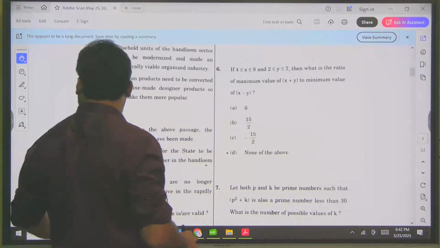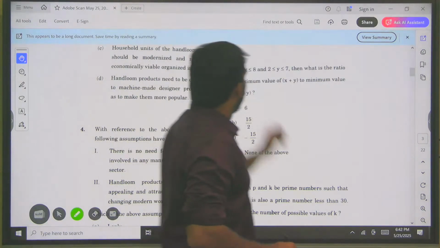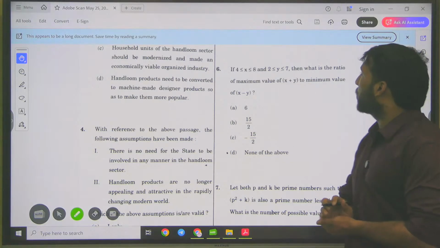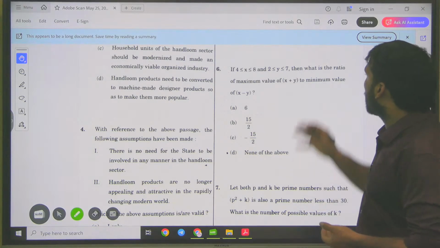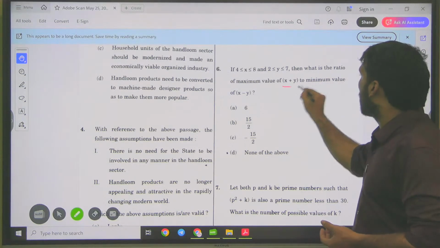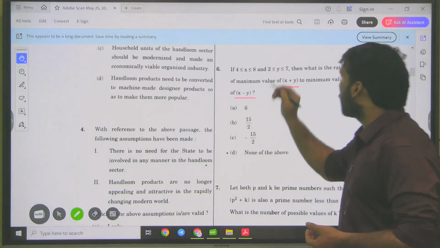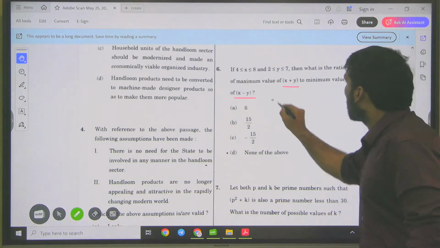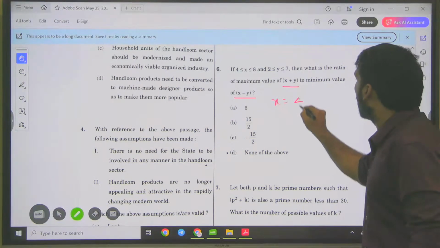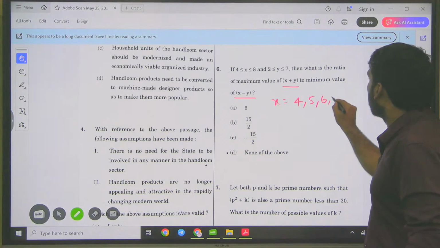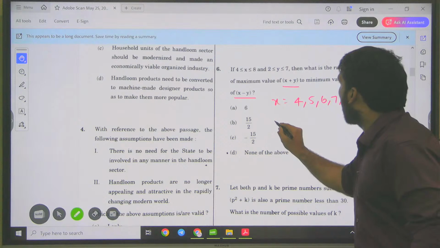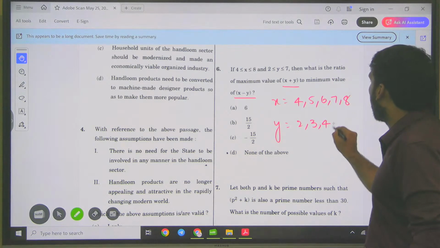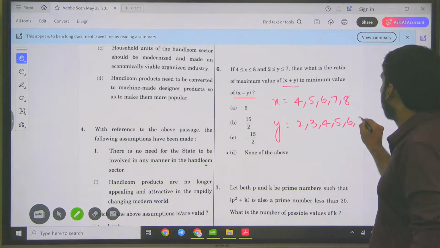So coming to the next question. If 4 ≤ x ≤ 8 and 2 ≤ y ≤ 7, then what is the ratio of the maximum value of x + y to the minimum value of x − y? If you observe this, what are the possible values of x here? 4, 5, 6, 7, 8. And what are the possible values of y? 2, 3, 4, 5, 6, 7.